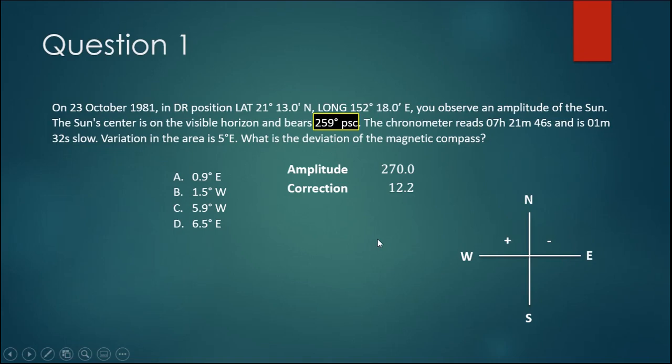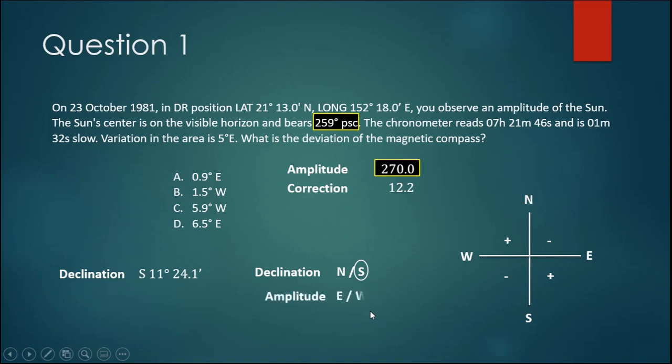We've got a plus sign in the northwest, a minus sign in the northeast, plus sign in the southeast, and a minus sign in the southwest. And then we're going to look at our declination. Is our declination north or south? In this case, it's south. So we'll circle south. And then we look at our amplitude. Are we dealing with easterly or westerly amplitude? In this case, it's westerly. So our amplitude is either east or west. In this case, it's west, so we'll circle west. So we know we're in the southwest quadrant of this little diagram right here. So now this correction is subtracted. So we'll subtract 12.2 degrees from 270 degrees, and that gives us 257.8 degrees.